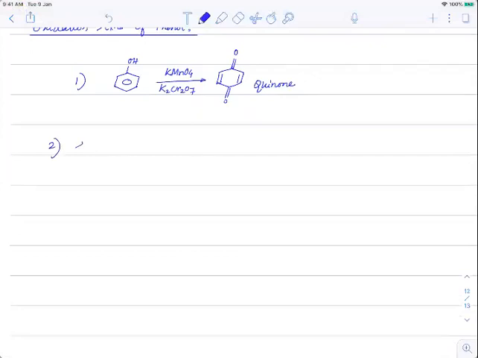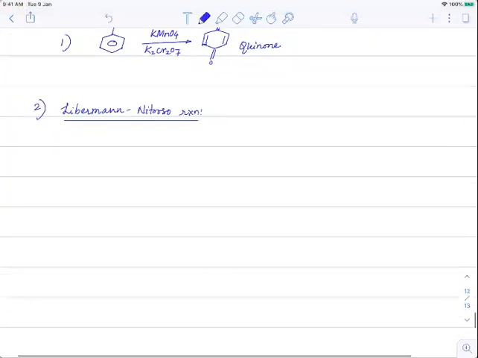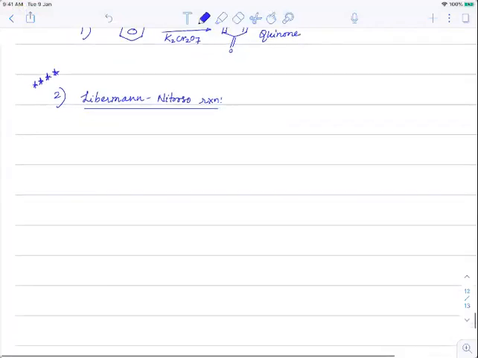Second, Liebermann nitroso reaction. A very important reaction for JEE Advanced. After the Reimer-Tiemann reaction, if I will bet anything for a high weightage, then this is the one. Liebermann nitroso reaction is one thing you should strongly check for the reaction.